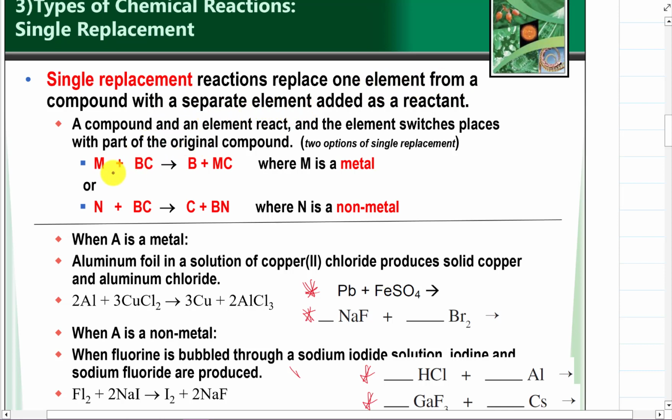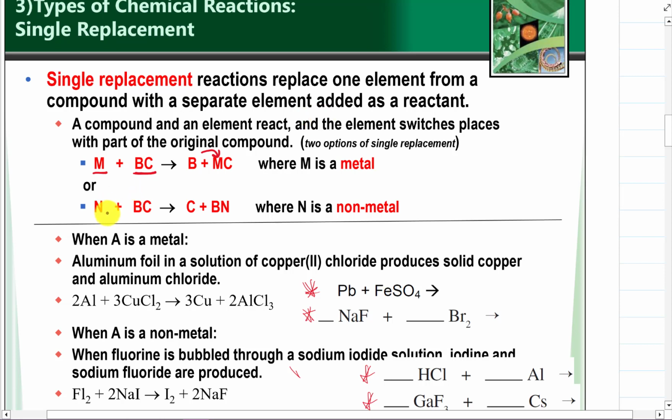Okay, so we could have a metal joining a compound. Now this compound is going to be ionic, and it's going to replace the metal. So the metal of B and C as a compound, B would be the metal. So it replaces the B. So the M replaces the B.